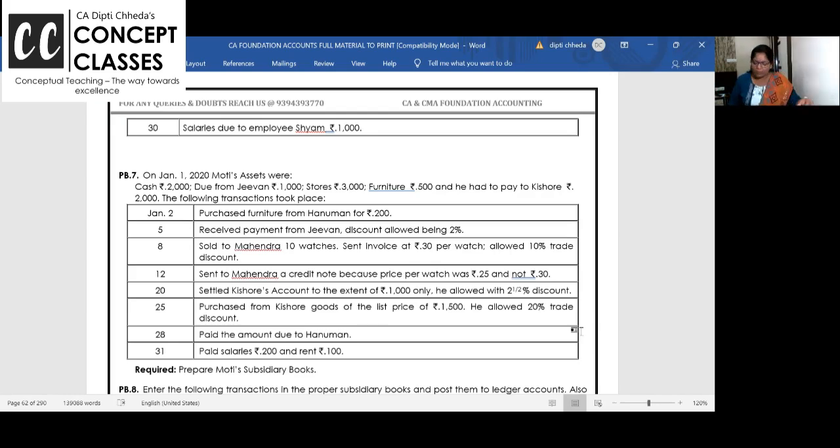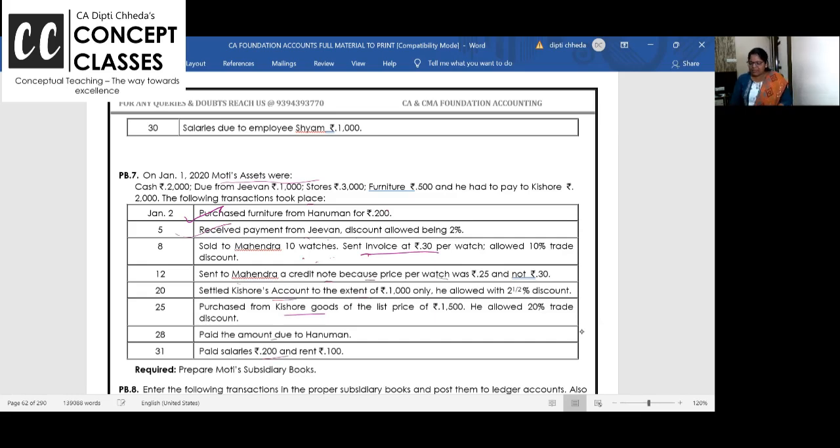Chalo, read the seventh problem. January 1, his opening information is given to you. Cash book hai. So in the cash book, balance is given to you and other details. He has to pay to Kishore and some. Now he has purchased furniture, where I will record journal proper. He received payment, where will I record? In the cash book. Sold the goods, okay? Sold watches, they are dealing in watches. Send credit note. So some transactions are there.